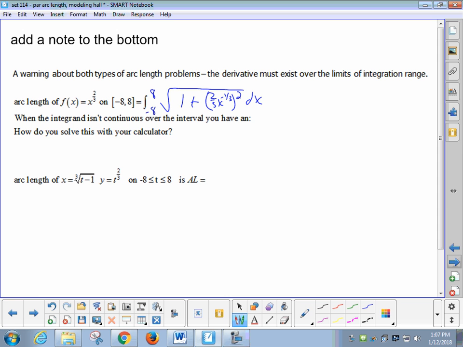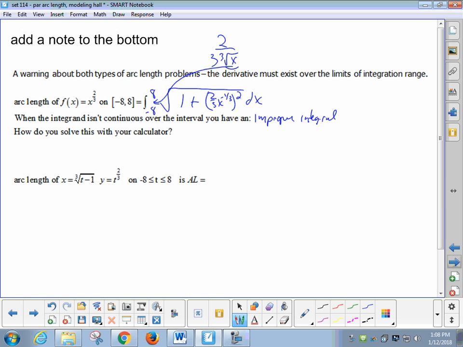Now, if you put this in your calculator, you might have had a problem. It might have said, hey, you dummy, or no, I can't do that, or something like that. Get it? Some people. Okay. Why? This here is 2 over 3 cube roots of x. And when it hits 0 in there, it's going to have a problem. It's going to say, whoa, whoa, whoa, you're dividing by 0. Okay? Now, that's a problem. When the integrand isn't continuous over the interval, you have what's called an improper integral.